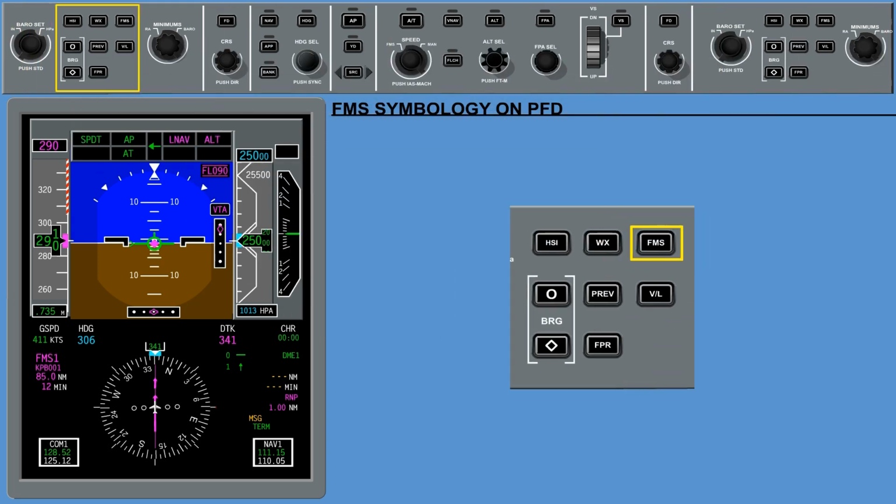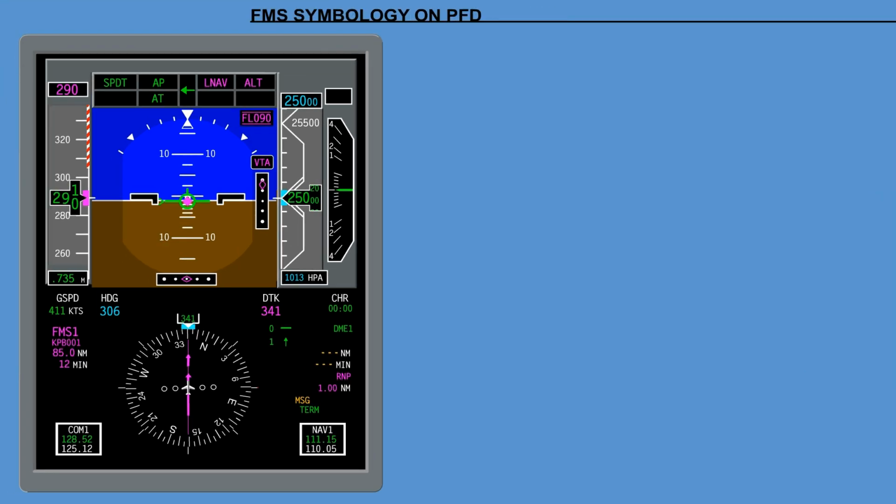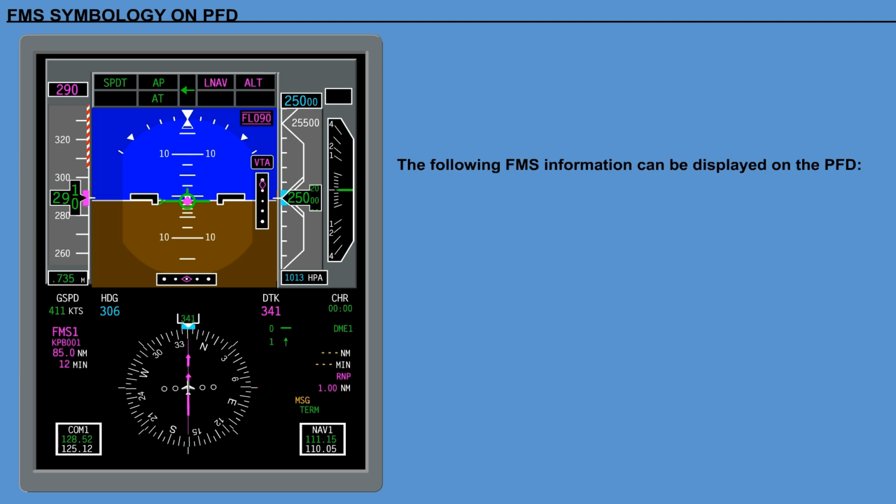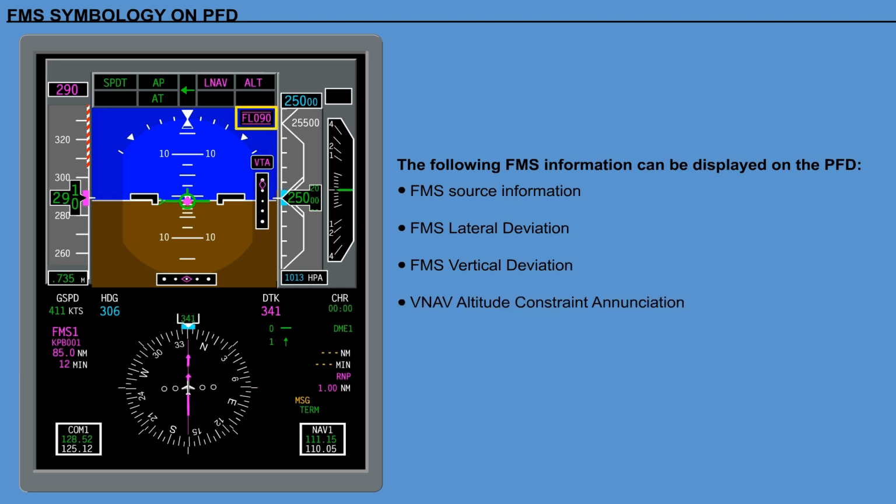The FMS button on the display controller selects FMS as the primary navigation source and toggles between FMS sources. The following FMS information can be displayed on the PFD. FMS source information. FMS lateral deviation. FMS vertical deviation. VNAV altitude constraint annunciation. Vertical track alert annunciation.